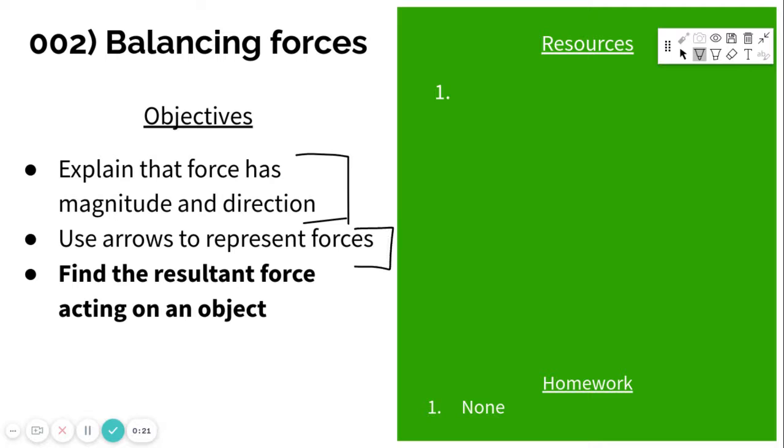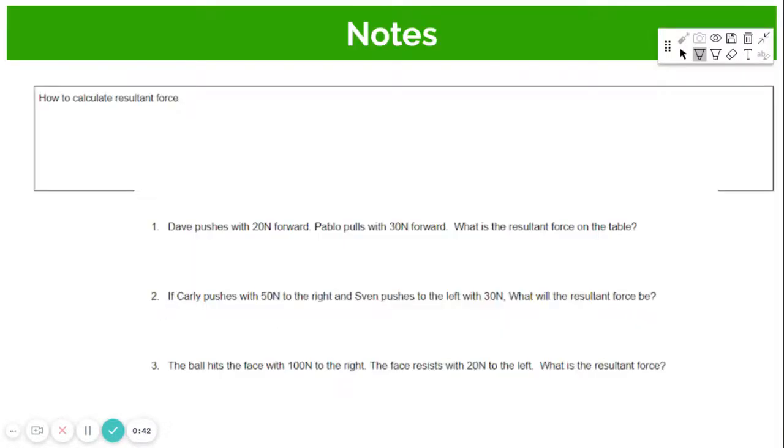Then from there, we used arrows to represent those forces, where the size of the arrow was the magnitude and the direction the arrow pointed in was the direction of the force. So you see this one built onto that one. Now this third objective, find the resultant force acting on an object, builds on these two objectives over here. All right, boys? So that's why we went through it in this order.